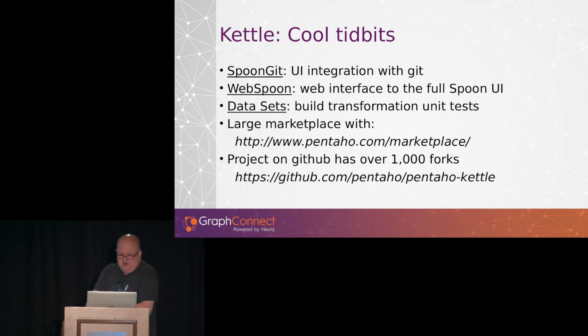We have a couple of cool community tidbits. One is Spoon Git UI integration with Git, allowing you to see differences between versions and revisions of a transformation. Web Spoon, which is a web interface to the full Spoon UI that we'll demo later on. The datasets project that I'm working on myself, which allows you to build transformation unit tests. And there's a marketplace with dozens and dozens of plugins. The project on GitHub has over 1,000 forks, so that's nothing to sneeze at.